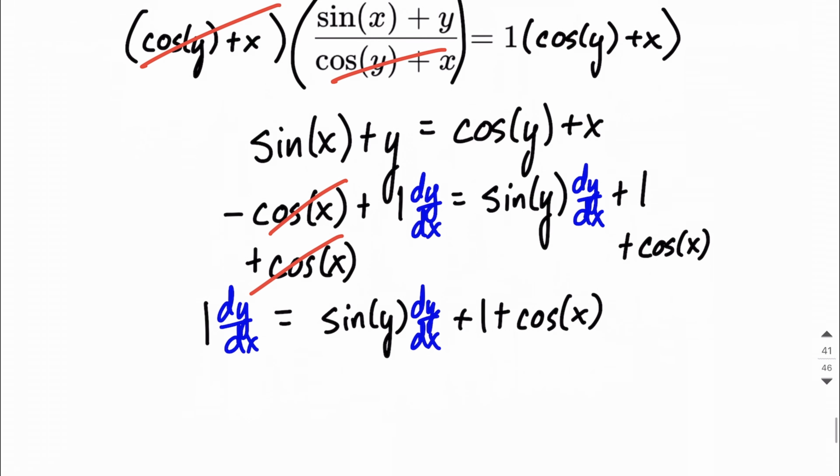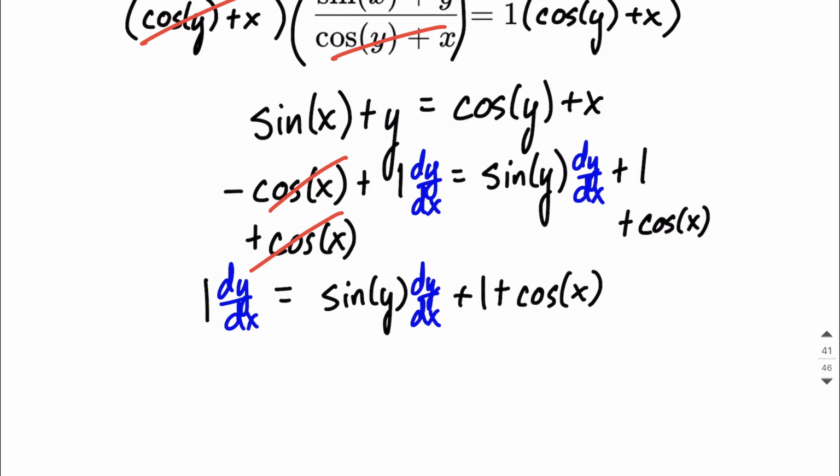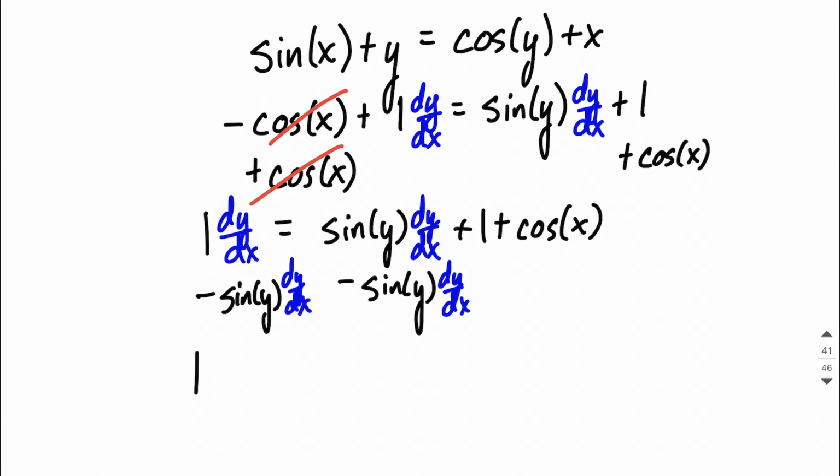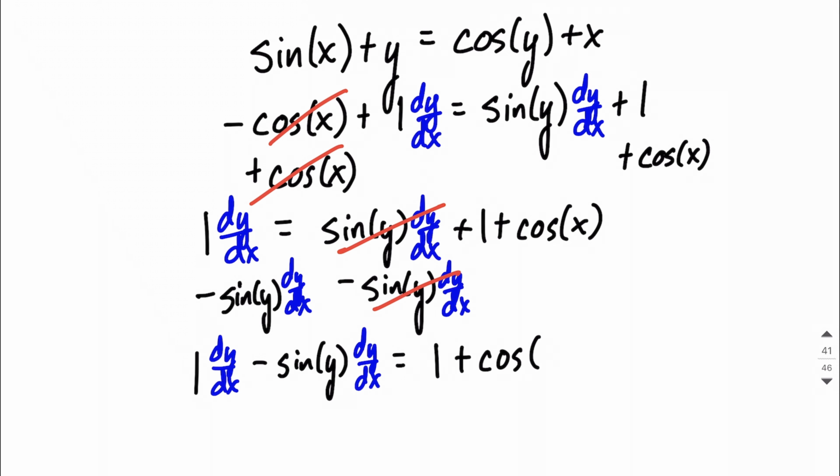All right, next I'm going to move that sine of y dy dx to the other side, so I'm going to subtract it. Don't forget your dy dx. Minus sine of y, dy dx. On the left-hand side, we are left with 1 dy dx minus sine of y, dy dx. And on the right-hand side, after we've eliminated these, we still have 1 plus cosine of x.